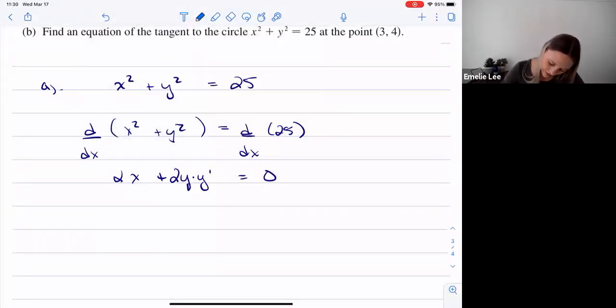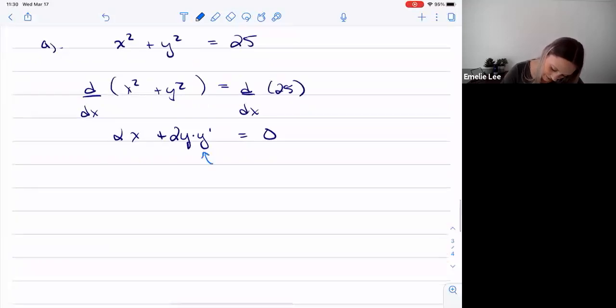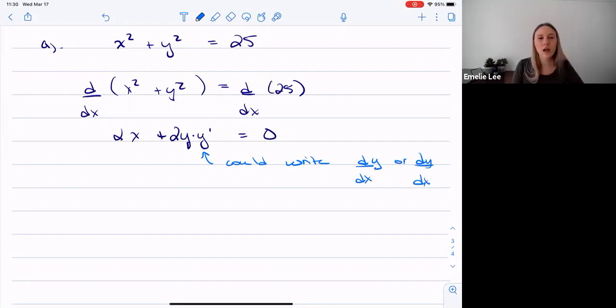So here, I'll just say you could write d dx of y or dy dx. They actually are the same thing. But I'll try to stick to prime notation usually. Right.